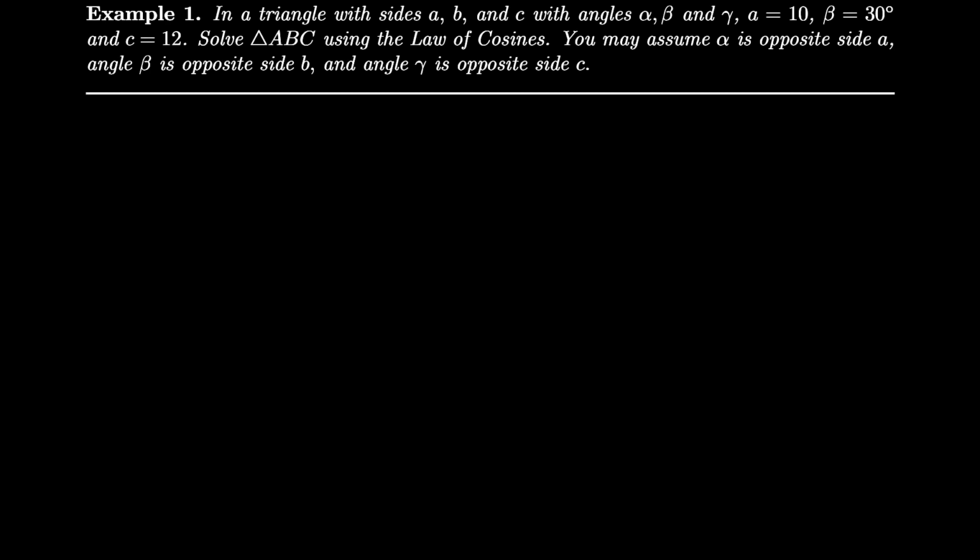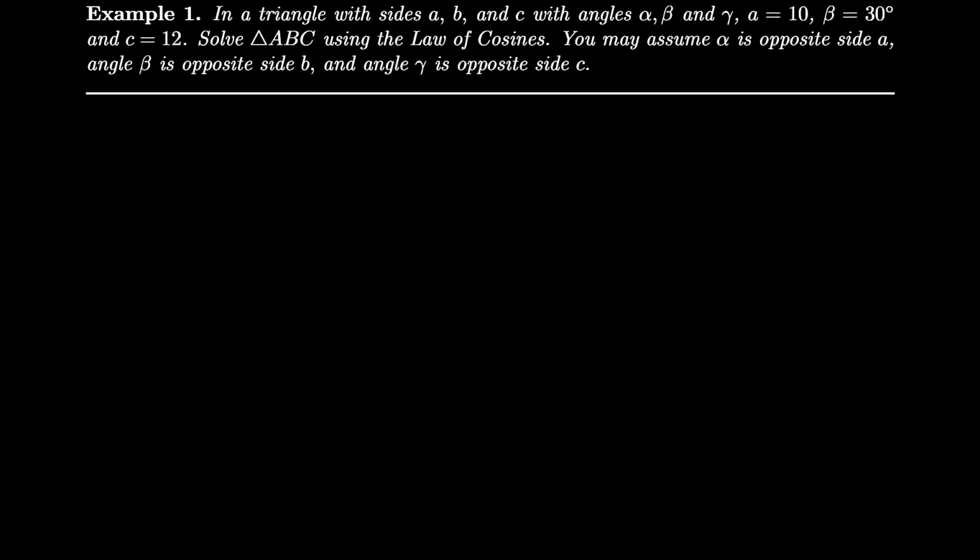So it says in a triangle with sides A, B, and C, with angles alpha, beta, and gamma, that A is 10, beta is 30 degrees, and C is 12. It wants you to solve triangle ABC using the law of cosines. And you can assume that alpha is opposite A, beta is opposite B, and gamma is opposite C as usual.